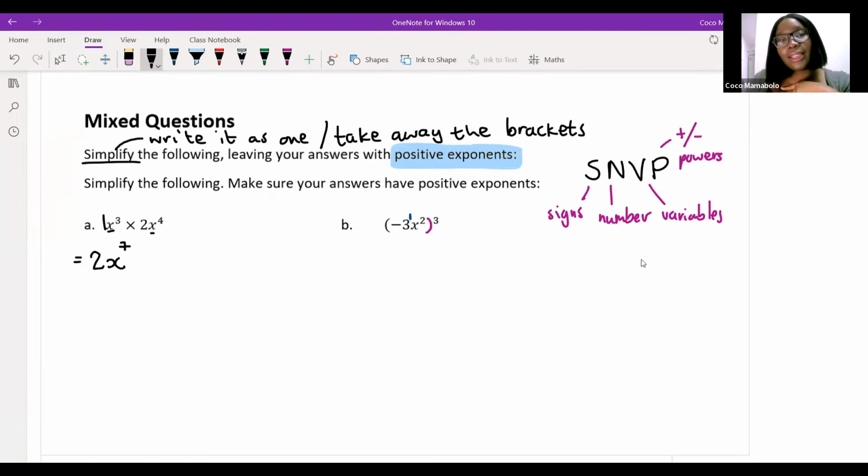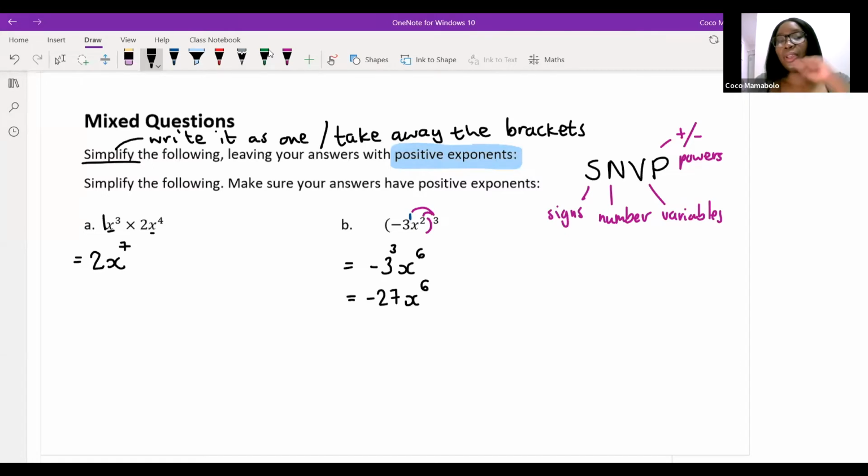Now with B, guys, remember that I need to distribute, because there's a bracket there. So 3 multiplied by 1 and 3 multiplied by 2. I'm distributing to my exponents. That's it, linomta. I hope I said that correctly. So what I'm going to get is -3 to the power of 3 multiplied by x to the power of 6. Now this -3 to the power of 3 is going to give me -27x to the power of 6.